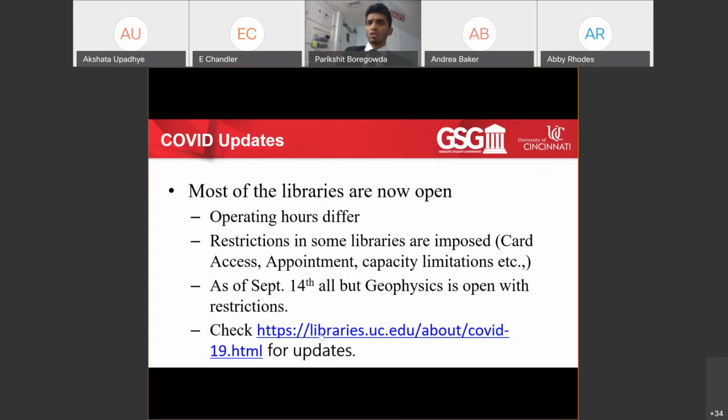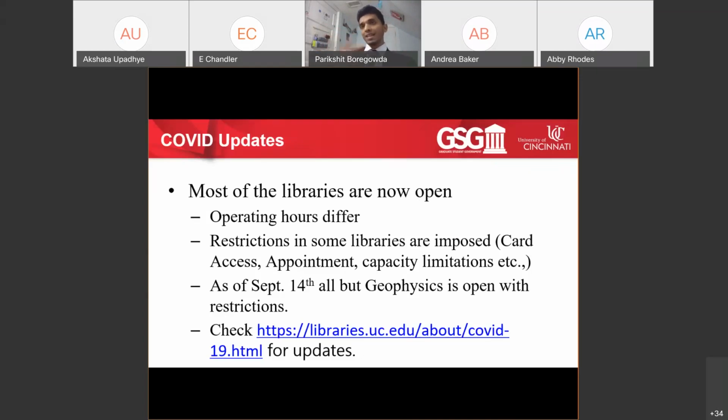So you might want to go to this website, libraries.uc.edu, about COVID-19, and check for the updates and see if your department library is open and what the hours of operation are, because that would be important. It differs from library to library. Mostly the weekends, they're almost all, I think, including Langsam, from when I last checked, closed. But they're trying to make sure that they can safely accommodate more students.